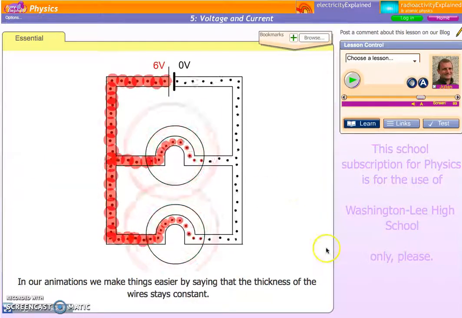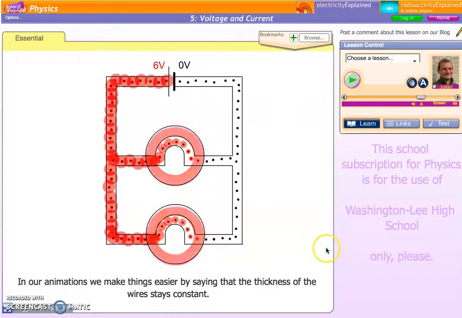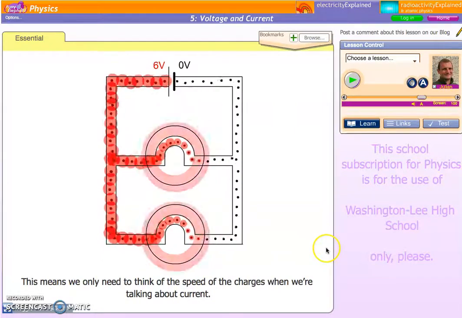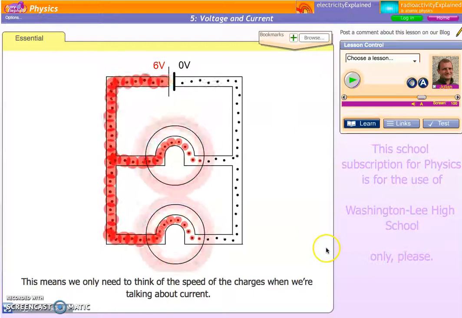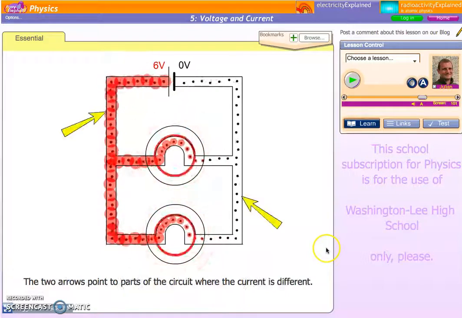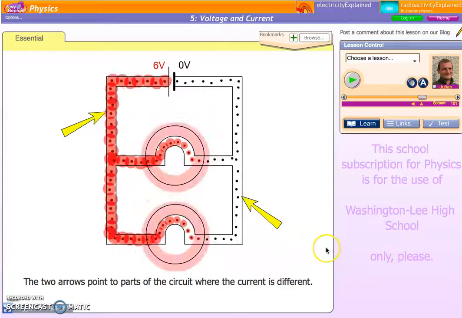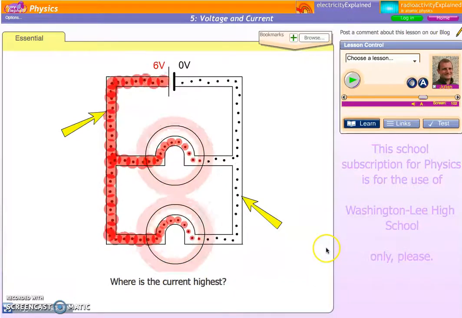In our animations, we make things easier by saying that the thickness of the wire stays constant. This means we only need to think of the speed of the charges when we're talking about current. The 2 arrows point to parts of the circuit where the current is different. Where is the current highest?